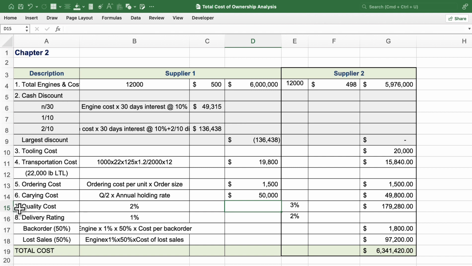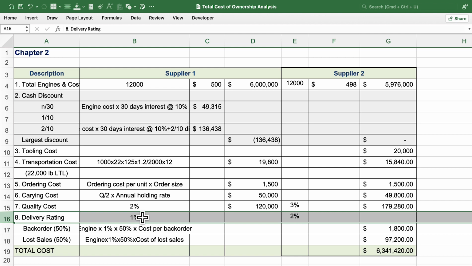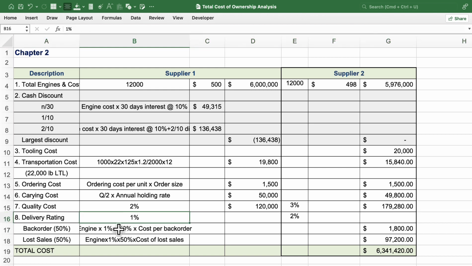The next category is quality cost, or cost of defective items. That will be 6 million multiplied by 2%, so the cost of defective items will be $120,000. The next category is delivery rating, which is 1%, and this 1% will apply to both of these categories, which mean back orders and lost sales.